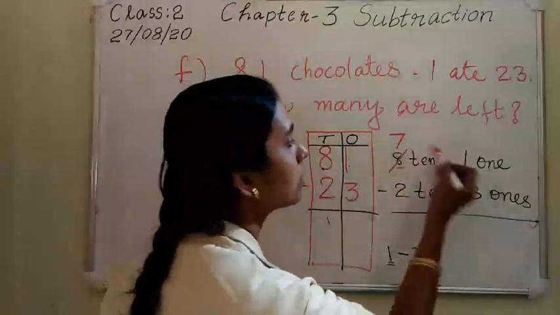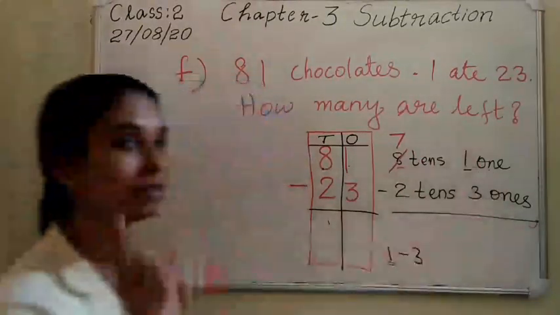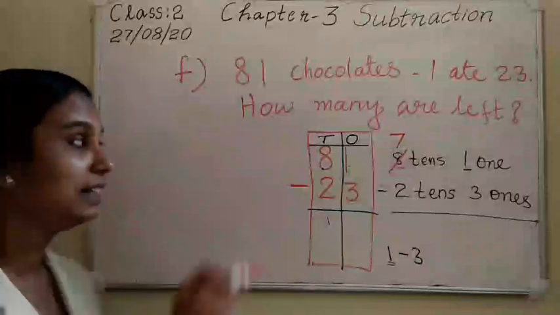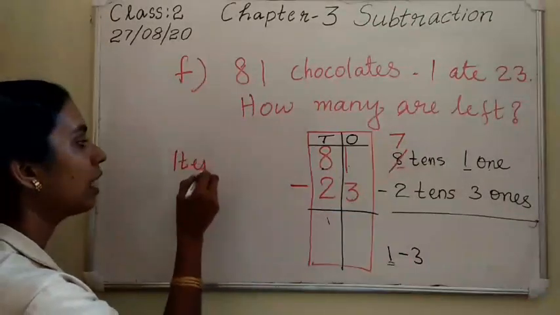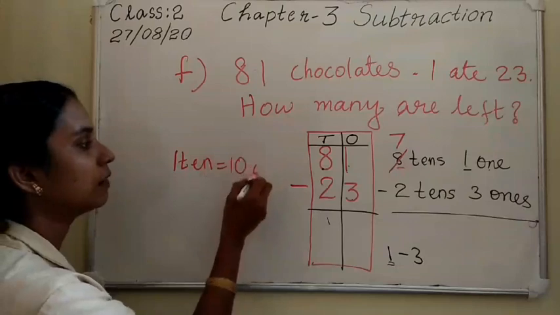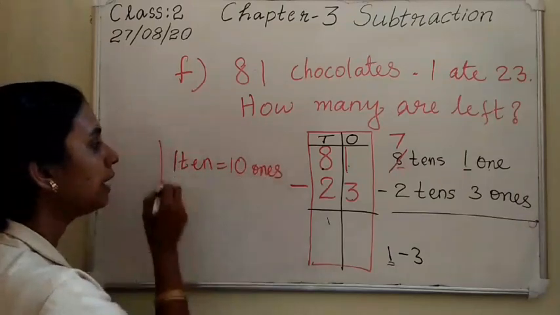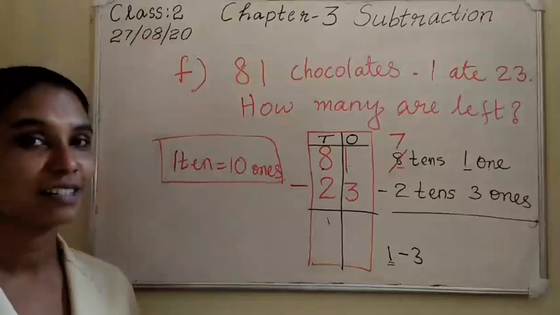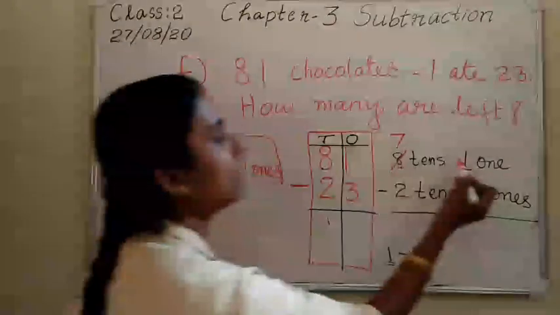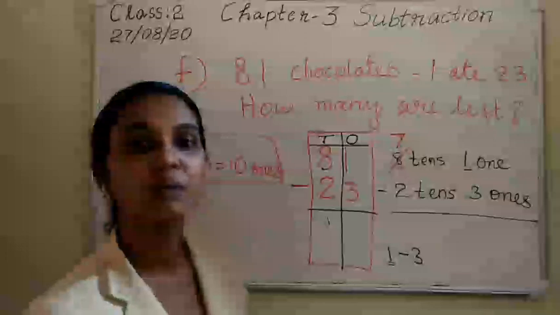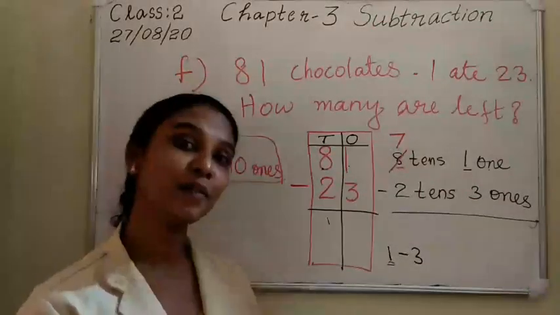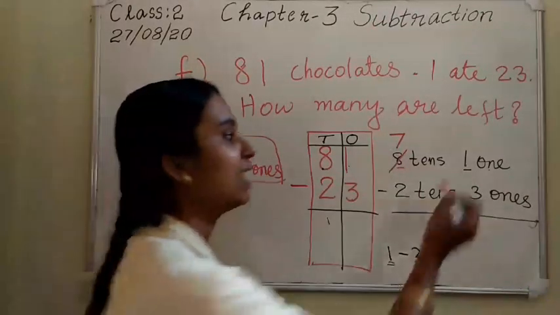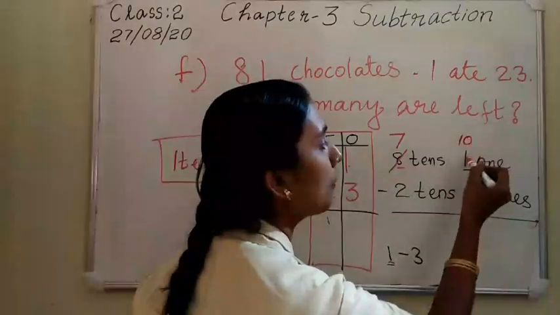And this 110, the last problem I said 110, how many ones? 10 ones. Then this 1 got 10 ones also. Okay, 10 ones.